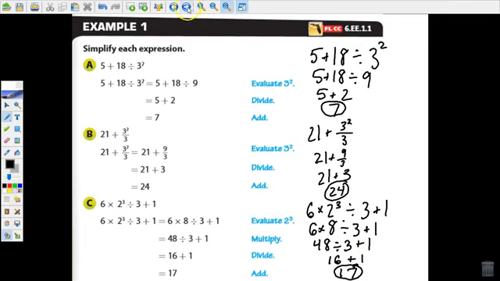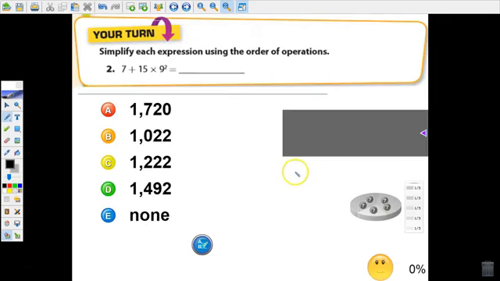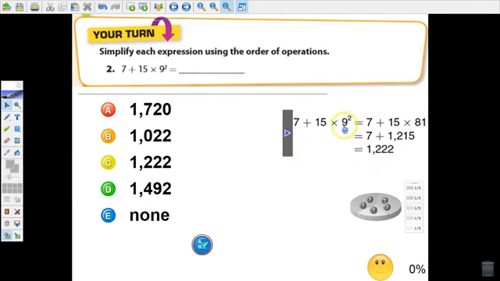Okay, moving on. Your turn. All right, pause. All right, here's the answer. We do the exponent first. 9 squared is 81. Then we multiply 81 times 15 to get 1215. And then we add 7 to get 1222. All right.